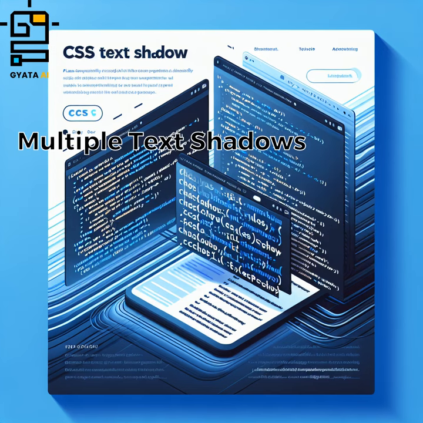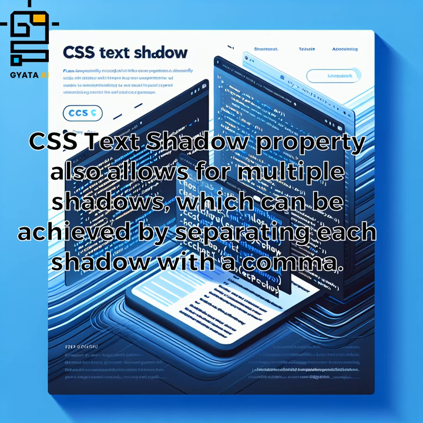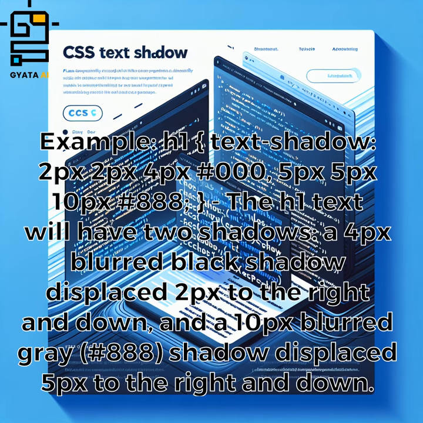Multiple text shadows. The CSS Text Shadow property also allows for multiple shadows, which can be achieved by separating each shadow with a comma. Example: h1 { text-shadow: 2px 2px 4px #000, 5px 5px 10px #888; } The H1 text will have 2 shadows, a 4px blurred black shadow displaced 2px to the right and down, and a 10px blurred gray #888888 shadow displaced 5px to the right and down.